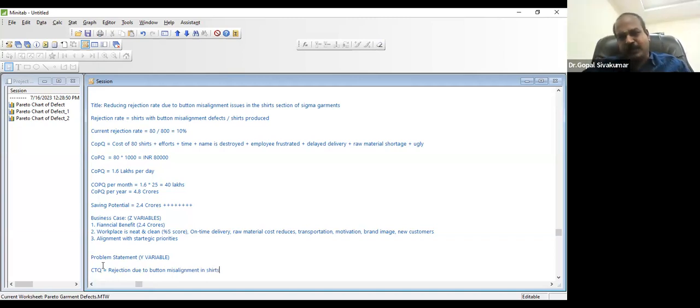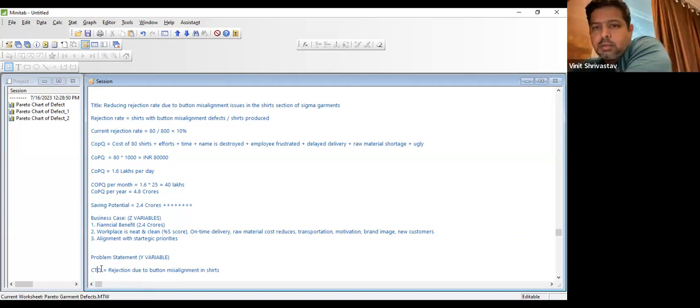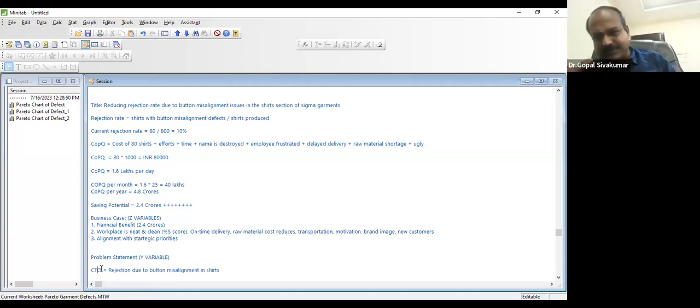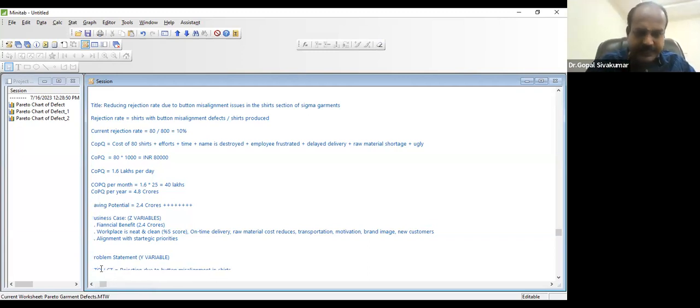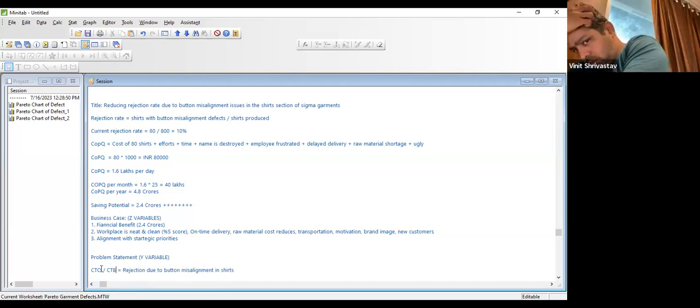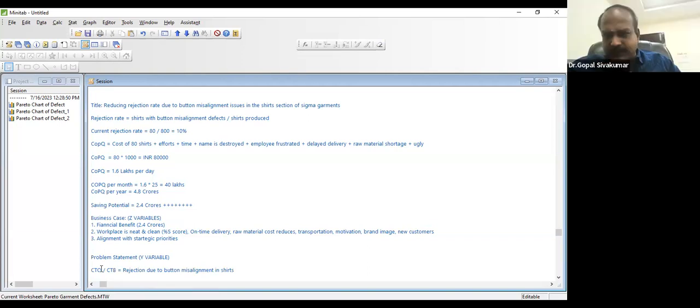This is the CTQ. Actually, since I am saying rejection, it is not going to the customer, right? So I can call it CTB also. But that's not very important, right? You know CTQ and CTB. Either you call it CTQ or you call it CTB, nothing wrong. But there is a linkage, definitely. If rejection is reduced, the customer gets good shirts. So quality and business, voice of the customer and voice of the business, are married here. Our project is properly connecting VOC and VOB. That's a good project.